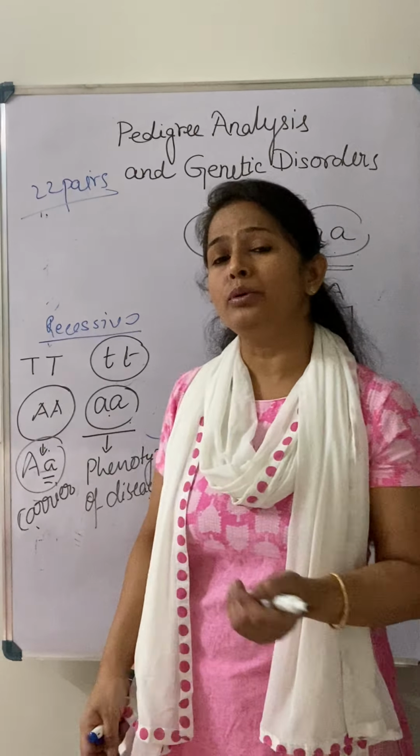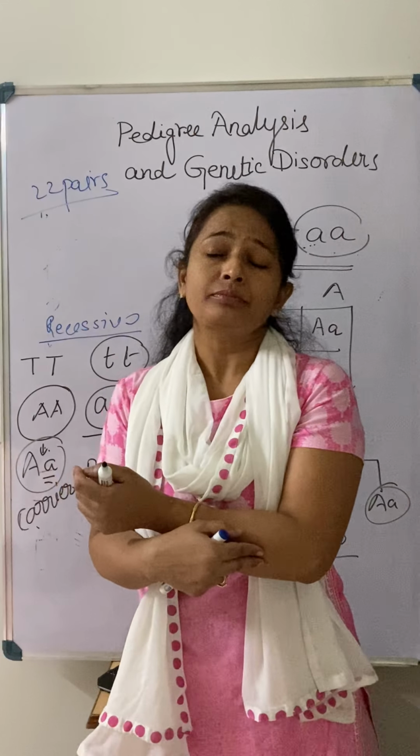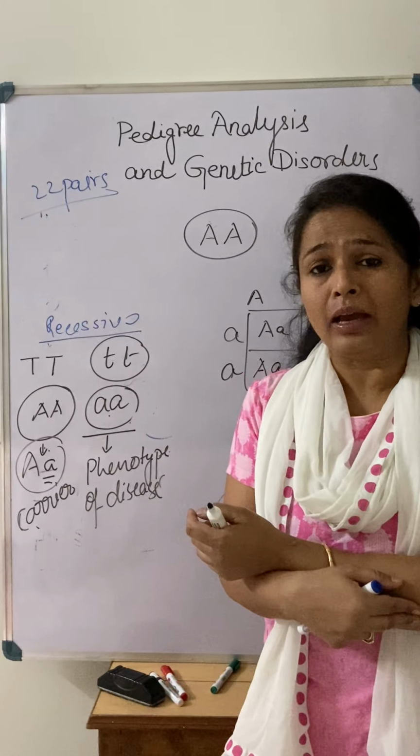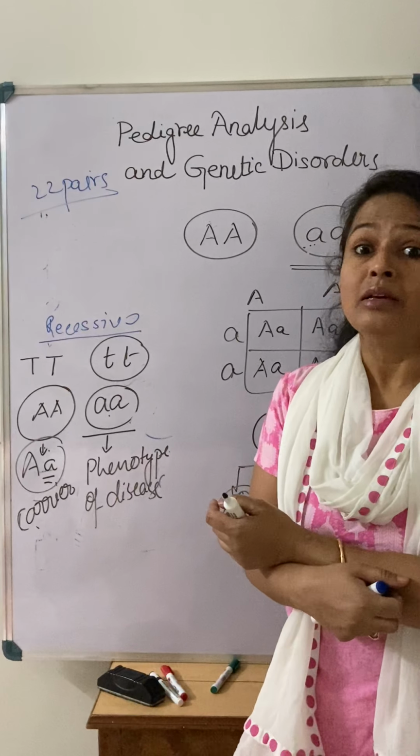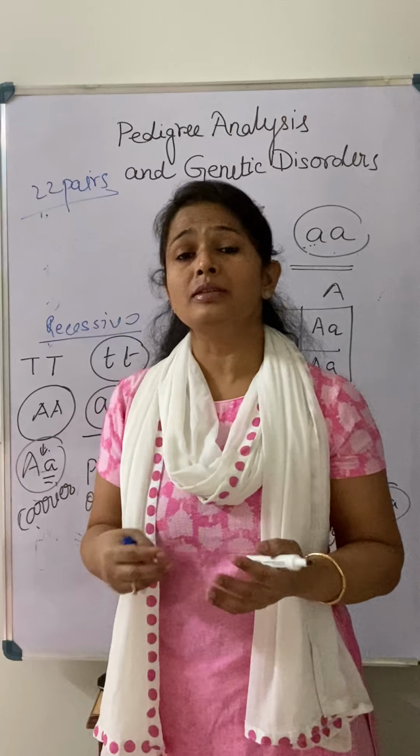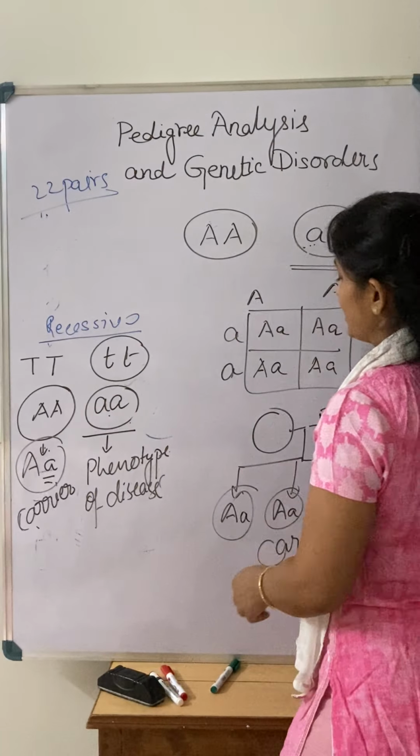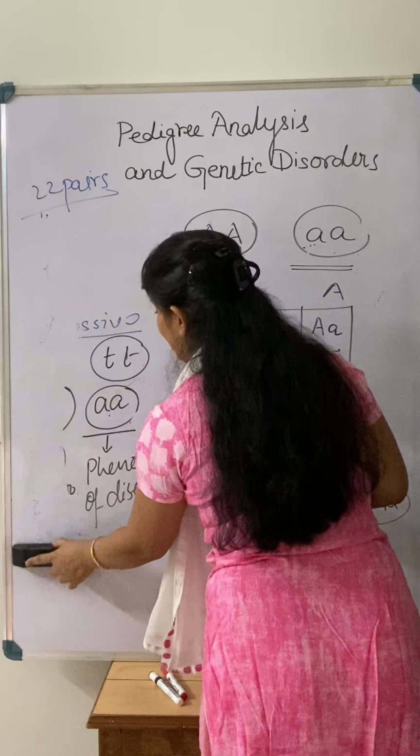I told you different examples yesterday in the previous module: cystic fibrosis, phenylketonuria, thalassemia, sickle cell anemia, which are very important in our syllabus. So these are the autosomal recessive diseases, right? Another type of disease is what? That is the sex-linked disease.